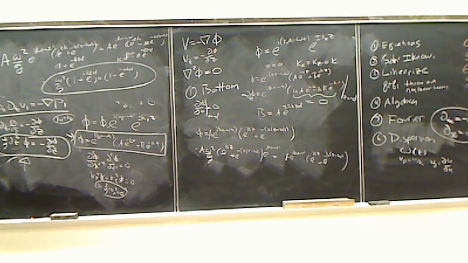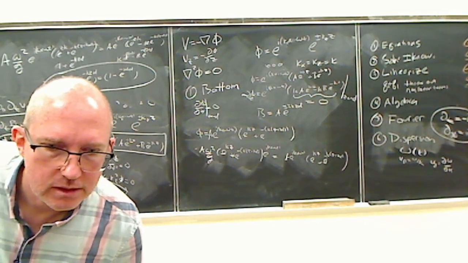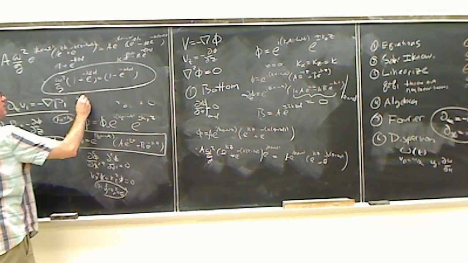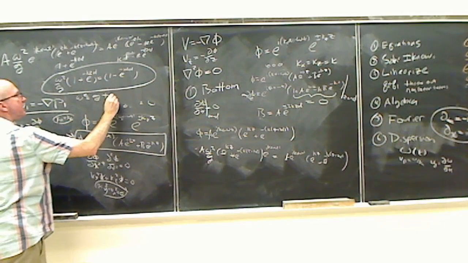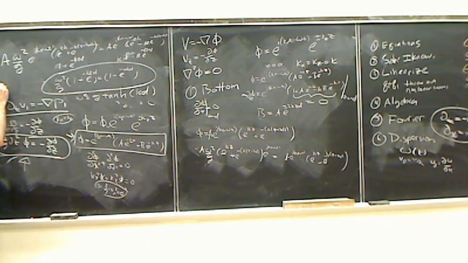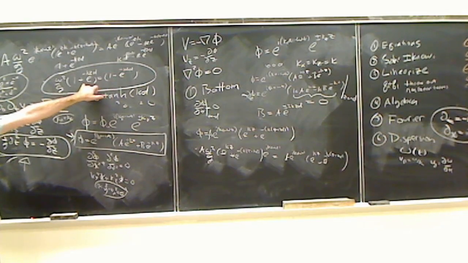What is this? This I can rewrite as omega squared equals g tanh of kd. Because tanh is e to the x minus e to the minus x over e to the x plus e to the minus x. This is what hyperbolic tangent looks like. And that's what I have here too, right? I've got a 1 plus e to the 2, so you just multiply by an e to the 1 and then divide, and you're left with just a tangent.